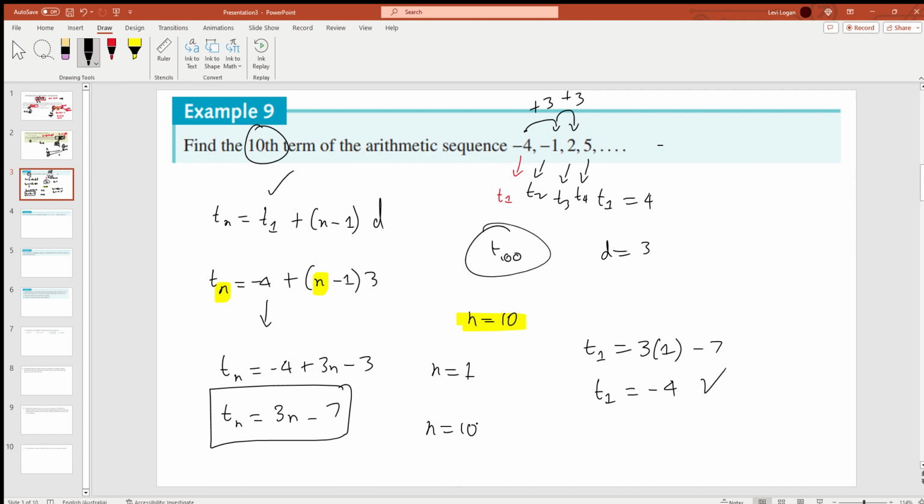So all you're going to do is plug into your formula. So you're going to substitute this guy wherever the n is in your rule. So you're going to have T of 10 equals 3 times by 10 minus 7. So in other words, you're going to have 30 minus 7, which is going to give you 23. So that will be your 10th term in your arithmetic sequence.